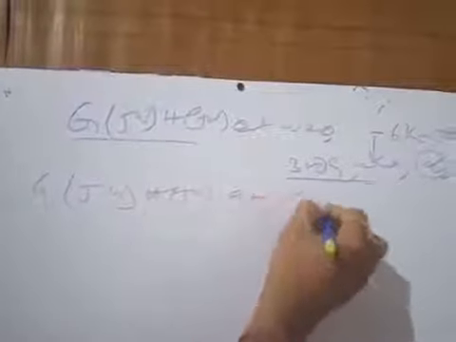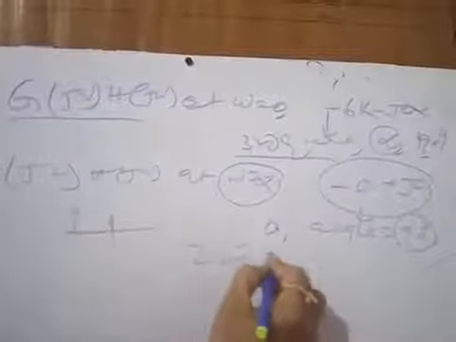Similarly, G(j omega) H(j omega) at omega is equal to infinity, what do we get? That is minus 0 plus j0, right? So what is the magnitude? 0, and the angle is also 90 degree. You get from the previous expression that if the real part is minus 0 and the imaginary part is plus 0, the angle automatically becomes 90 degree. So this is minus and plus, and minus and plus means this is a second quadrant portion.